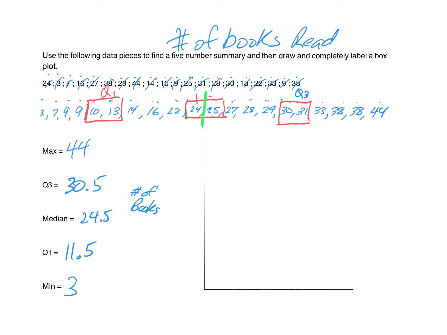I see a minimum value of 3. I see a maximum value of 44. And I love when everything's in tens, at least with smaller numbers. So I'm going to go 10, 20, 30, 40, 50. Remember, these are the number of books that are read.